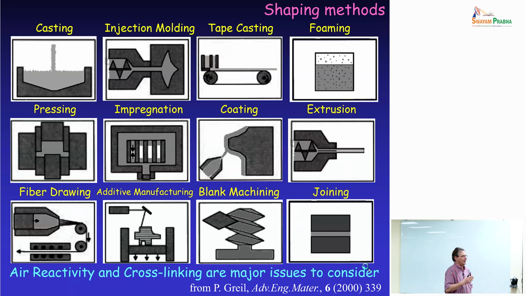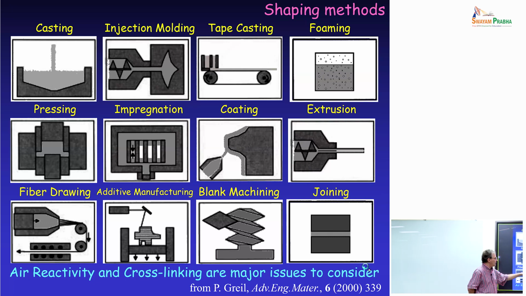Let me mention some of the technologies that have been demonstrated for making parts using preceramic polymers. Additive manufacturing is not here because when I prepared this slide, the field was not yet developed. Oh, actually additive manufacturing, I added it there, yes. So of course you can cast, you can injection mold, you can do tape casting, you can foam, you can press, you can use preceramic polymer to impregnate, to close porosity in a ceramic body. So that's very useful. You can make coatings, you can extrude, you can make fibers. You can do blank machining.